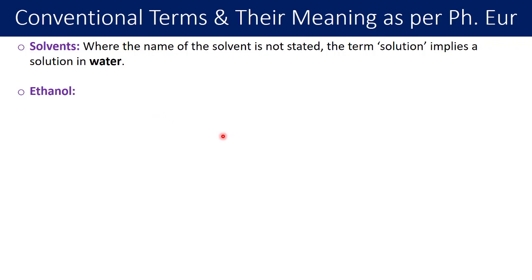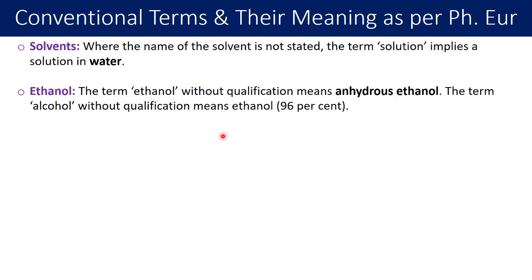Then if your monograph or procedure talks about ethanol, here is the meaning of the term. The term ethanol without qualification means anhydrous ethanol, and the term alcohol without qualification means ethanol (96 per cent). Anhydrous ethanol means it doesn't contain any water. It can be almost 100% pure, but the term alcohol means 96% ethanol. So this is the difference between the term ethanol and the term alcohol.